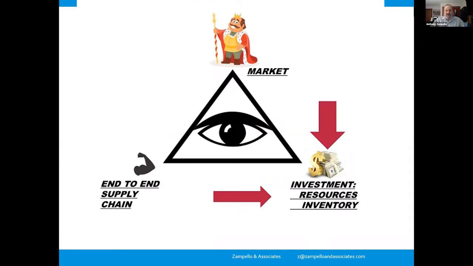Now, one thing you'll notice is that this is an equilateral triangle. All those angles are exactly the same. And that's a very important part of this concept, because these are the three major functions that are pulling against each other, that to make it work best for your company, they have to stay in balance. So we have the market, that's where all our customers are.